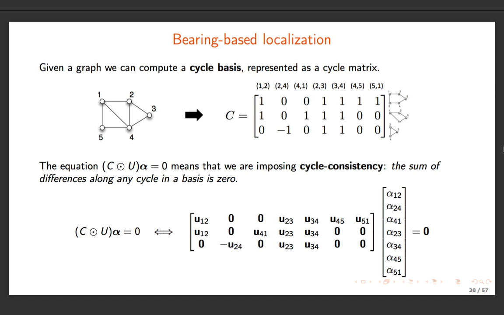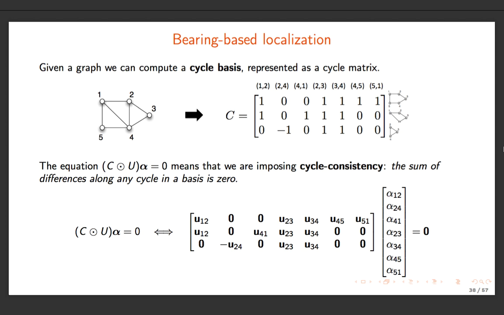First, a cycle basis is computed, that is, a minimal set of cycles such that each cycle in the graph can be expressed as linear combination of these cycles. Each cycle basis is associated with a cycle matrix, where each row corresponds to a cycle and each column to an edge. Positive and negative entries correspond to edges traversed in forward or backward direction. Then, a homogeneous linear system is formed where each equation corresponds to a cycle. In this way, we are imposing cycle consistency, that is, the sum of pairwise differences along any cycle in a basis is zero.